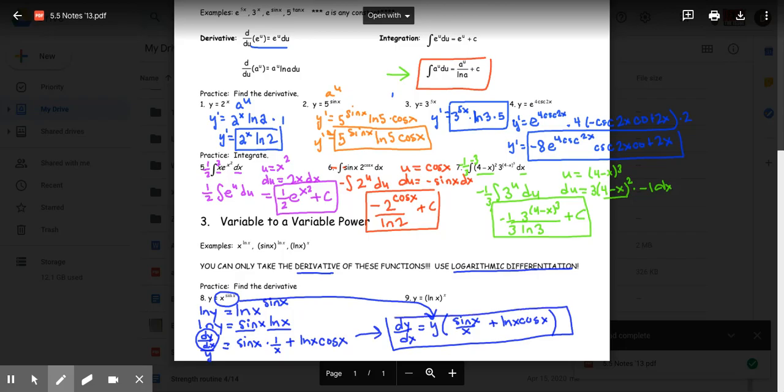So when you have a variable to a variable, the only way to derive these is taking the natural log of both sides.